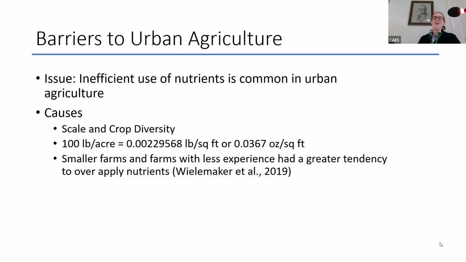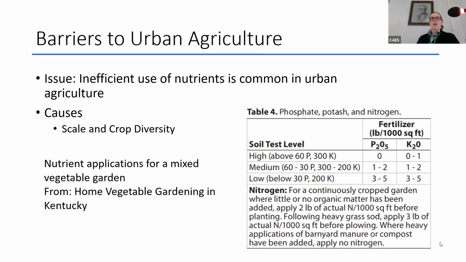And the Wheelmaker et al. paper suggests that smaller farms and farms with less experience have greater tendency to over-apply nutrients, which could be an indication of this problem and the time it takes to learn how to correct. There are few recommendations that are for mixed gardens that use pounds per 100 square feet, which may be easier to transfer. You still run into that problem where you're not in whole numbers anymore.